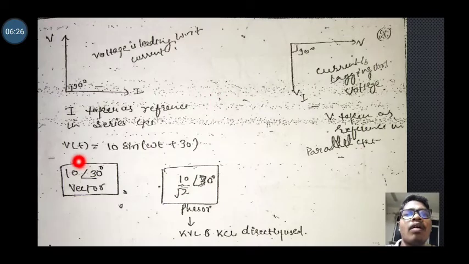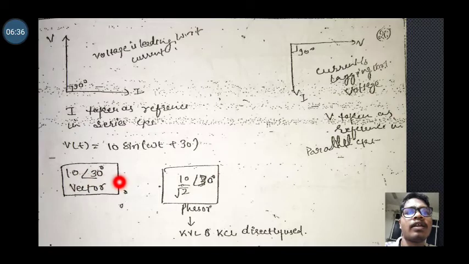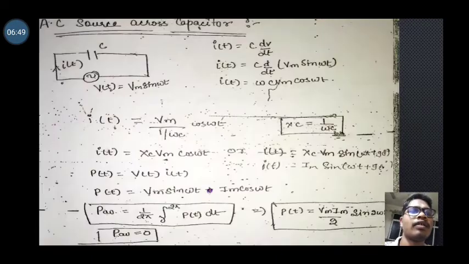If we take v(t) equal to 10 sin(omega t plus 30), you can also write it in vector form as 10 angle 30 degrees, or as a phasor, 10 divided by root 2 angle 30 degrees. KCL or KVL can be used directly in this case.